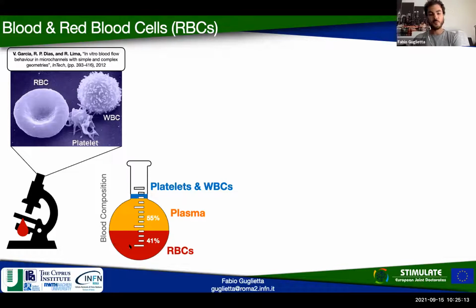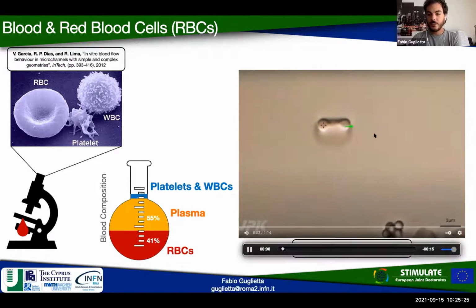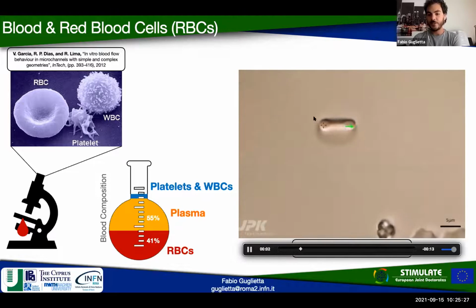This concentration explains why it's very important to study red blood cells, and in particular their viscoelastic and mechanical properties, because they are the main constituent of blood. This is a typical experiment to investigate the mechanical properties of red blood cells. Here you can see a single red blood cell stretched by optical tweezers in order to investigate, for example, the loading and relaxation times.